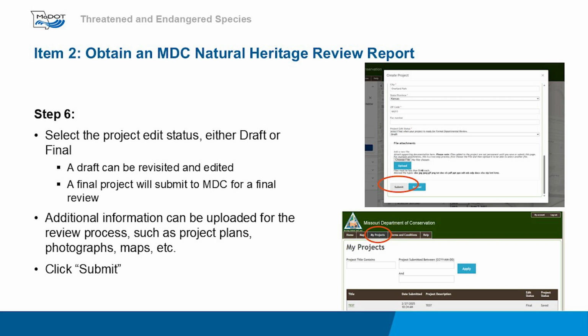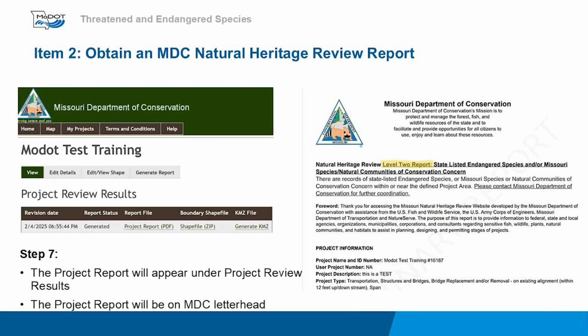You may also check the review status by clicking on the My Projects tab as shown in the bottom image on the screen. It may take up to 5 minutes to generate the Natural Heritage Review report. Once the processing is finished, a link will appear which will provide access to the Natural Heritage Review report or project report. The Natural Heritage Review Report will be on MDC letterhead, shown on the right of the screen, and will include a report level summary, foreword, and project information on the first page.